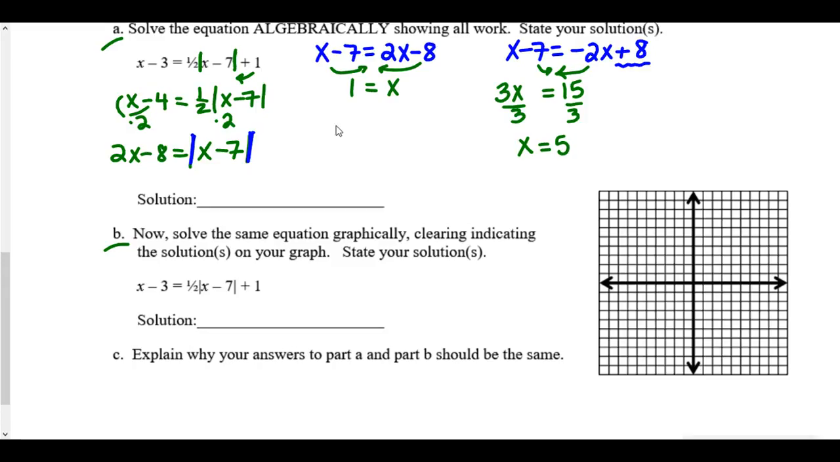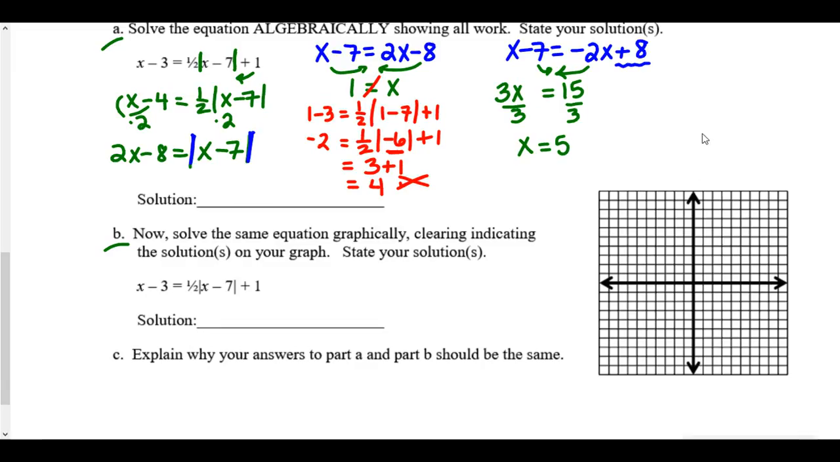If I'm plugging in 1 for x, I would have 1 minus 3 equals 1/2 the absolute value of 1 minus 7 plus 1. So on the left I have negative 2. Now that's okay that I have a negative because over here on the right I have more stuff going on than just the absolute value. So I have 1/2, 1 minus 7 is negative 6. So then I have 1/2 the absolute value of negative 6. The absolute value of negative 6 is positive 6. Half of that is 3. So right now I've gotten, unfortunately, negative 2 equals 4. That is not true, so it looks like x equals 1 is an extraneous solution.